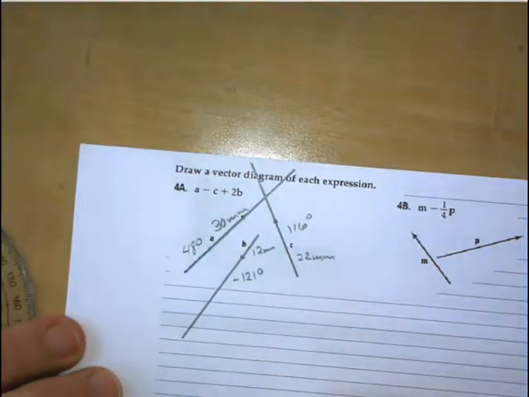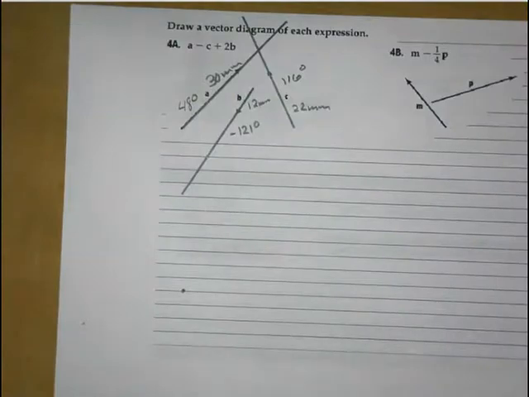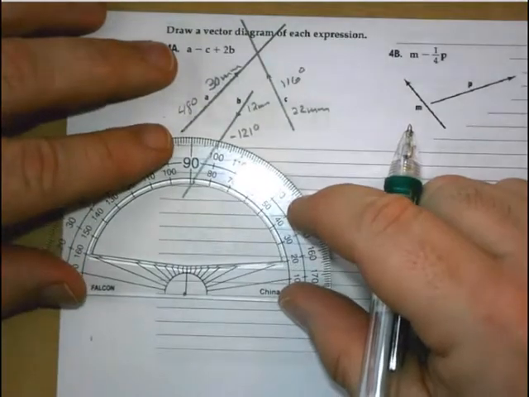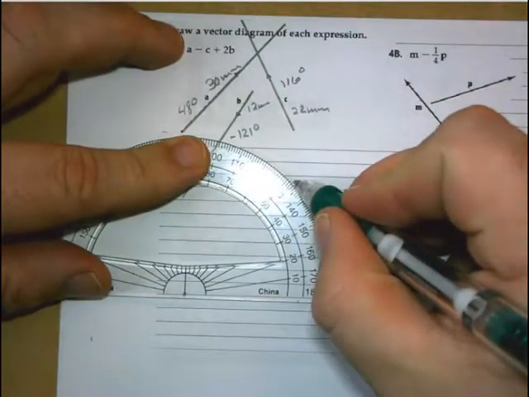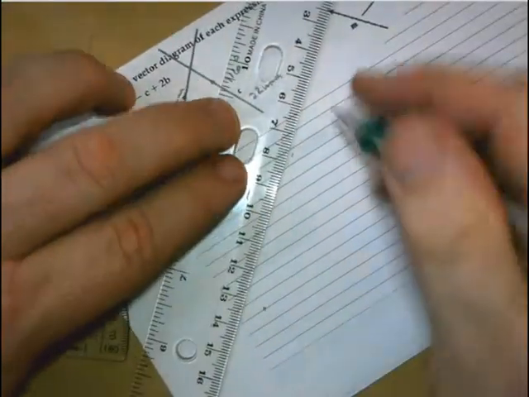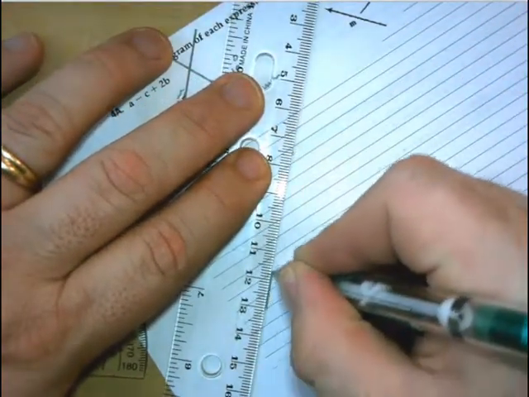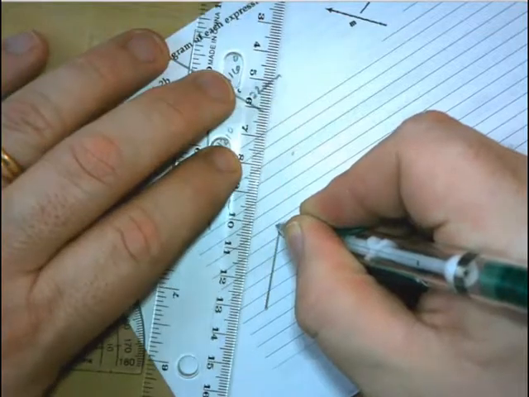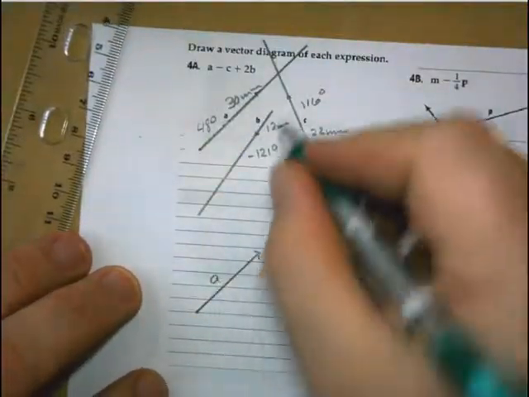So I'll start with A. Maybe we start it over here. We need 48 degrees. And 30 millimeters, so 3 centimeters. 1, 2, 3 centimeters right there. And then we need minus C. So this is A minus C.